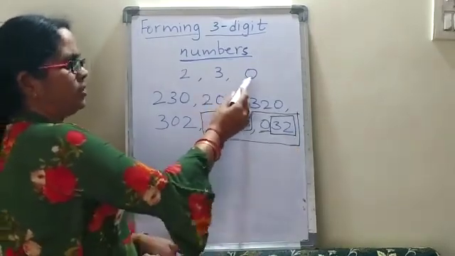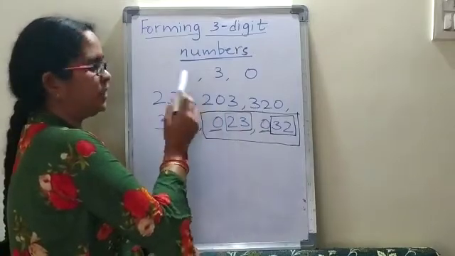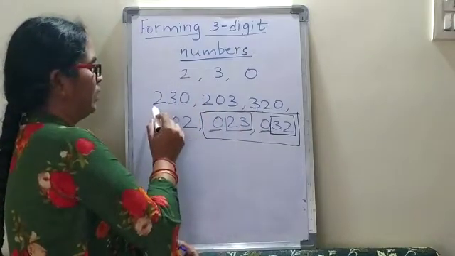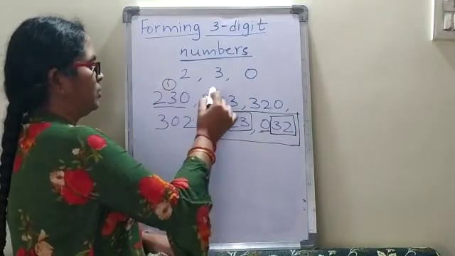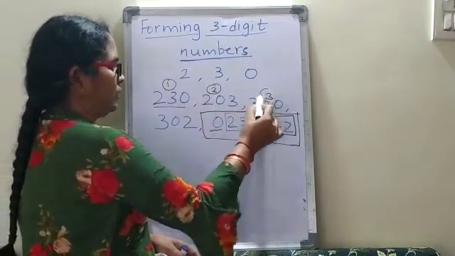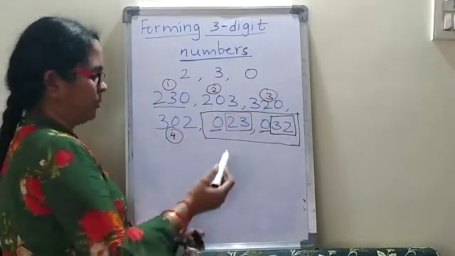So when 0 is among the 3 numbers, and you want to form 3-digit numbers, you can get only 4. See here, 1, 2, 3 and 4. Only 4 3-digit numbers can be formed.